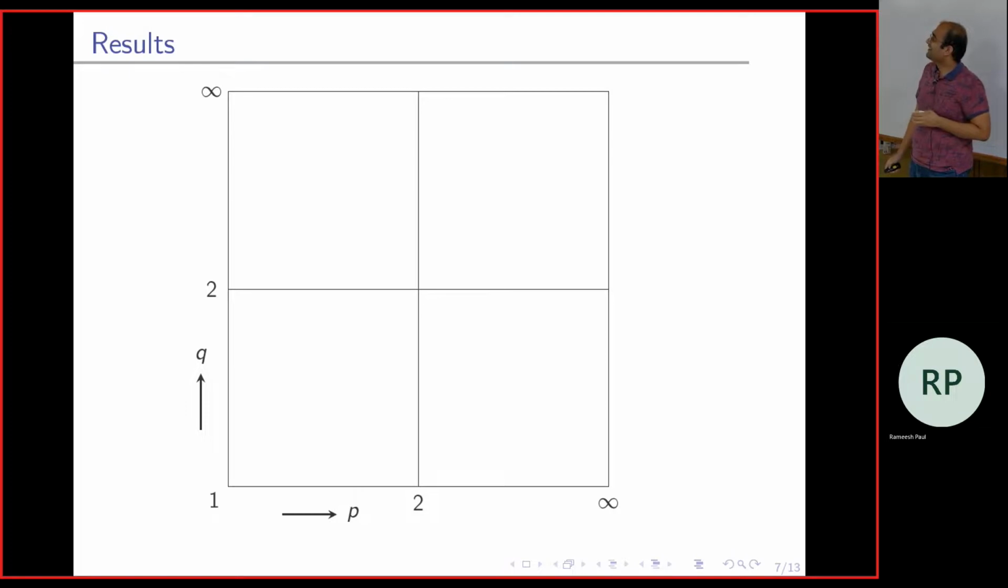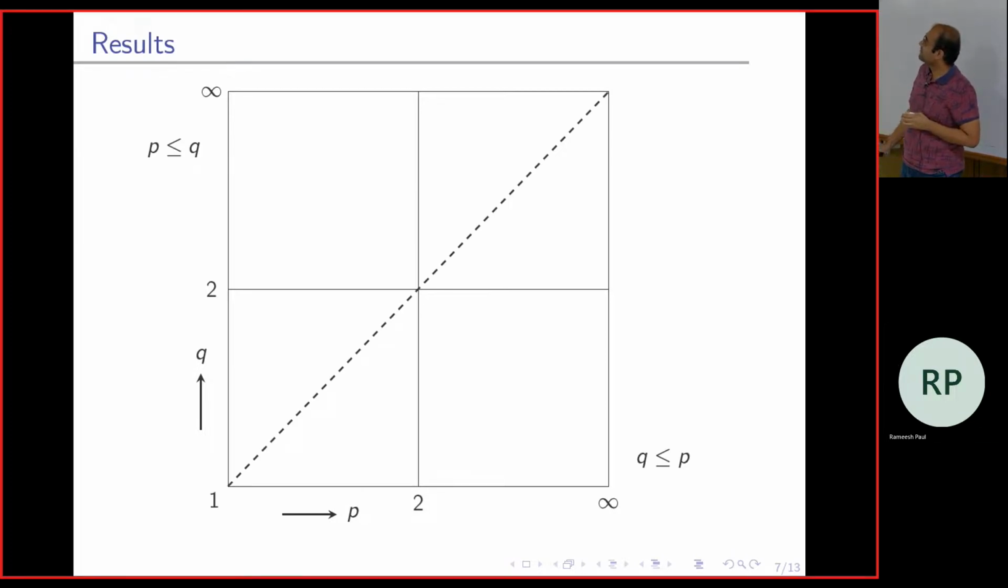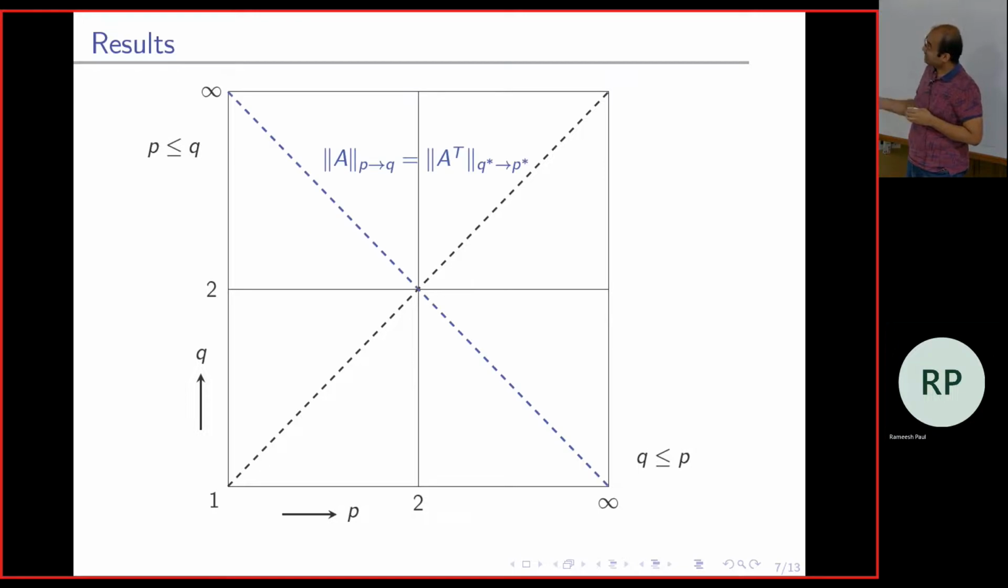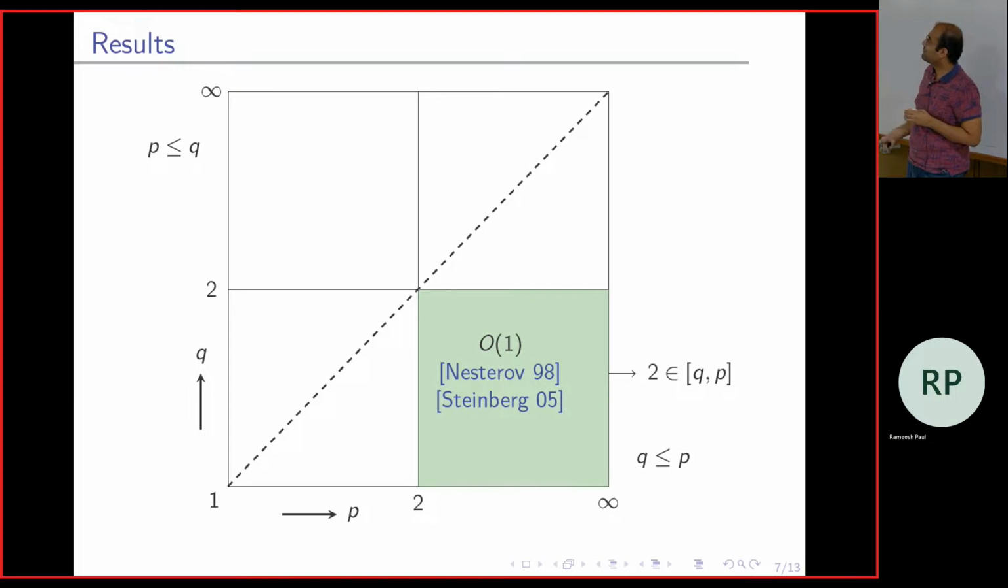All right. And what we said, and this is the line P is equal to Q, and this is the hypercontractive region. This is the reverse hypercontractive region. And the picture should be symmetrical according to the diagonal because of that symmetry. Now, what do we know about all of these regions? In this case, when 2 is in the interval, we know a constant factor algorithm. In fact, infinity to 1 lies here. And we know how to do this for all p's and q's as long as 2 is in the interval. There's a long line of work which establishes this.